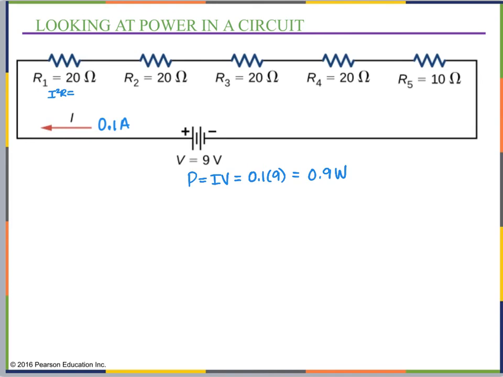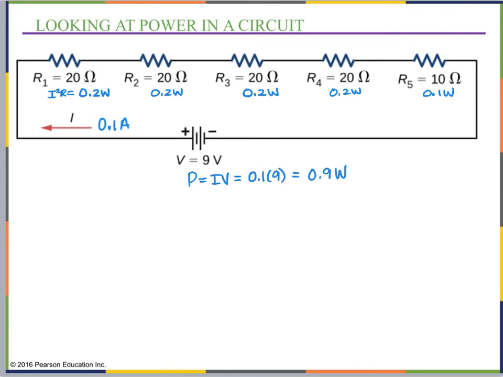If we do that, we find that through this circuit, we're going to lose 0.2 watts through that resistor. This is going to be the same for all the 20 ohm resistors because it's the same current and the same resistance. And then for the 10 ohm resistor, we would get 0.1 watts.